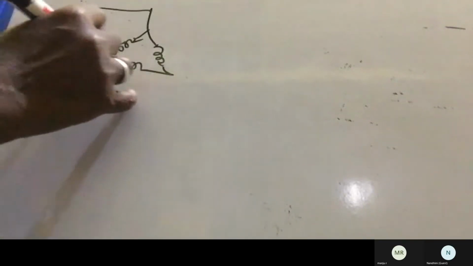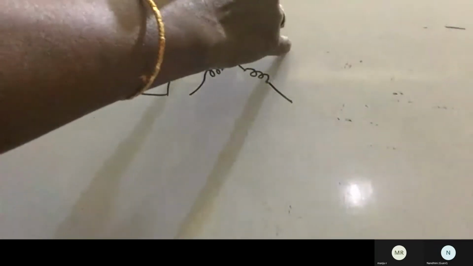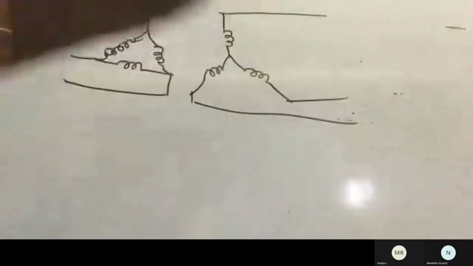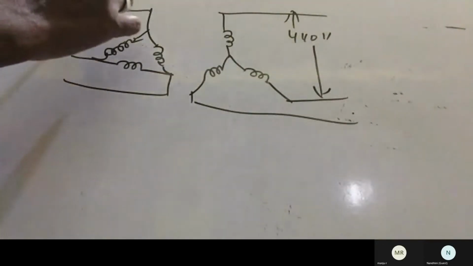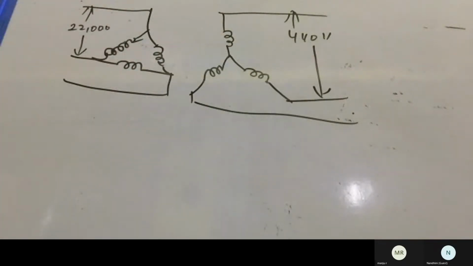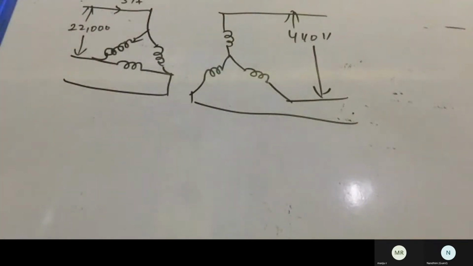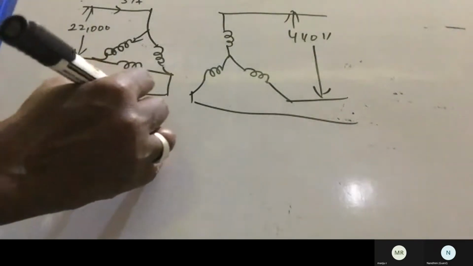So delta connected primary and star connected secondary. Across the secondary, the line voltage will be 440, isn't it? Across the primary, the voltage will be 22,000. The given voltage, if it is not specified, is the line-to-line voltage. Also, the current on the primary side will be 5 amps. And what about the primary voltage? The primary voltage will be 22,000.